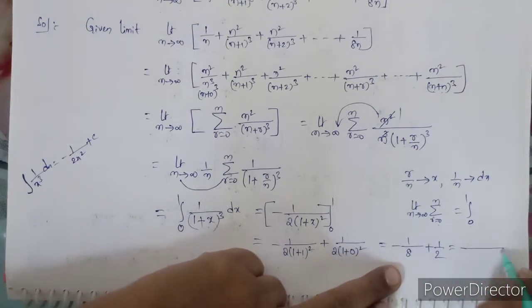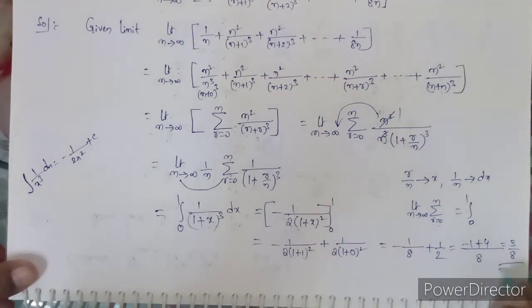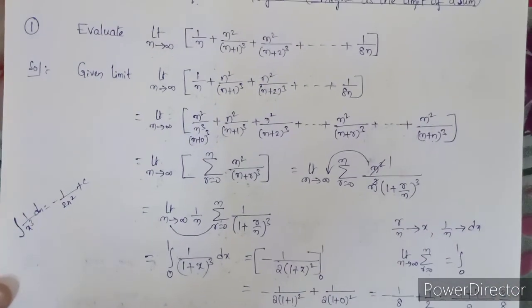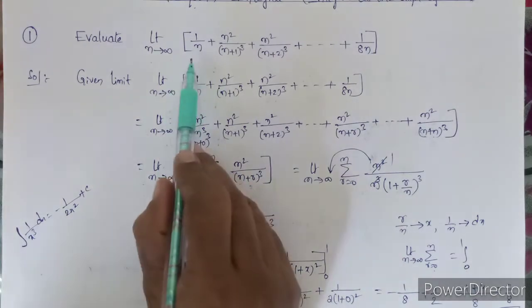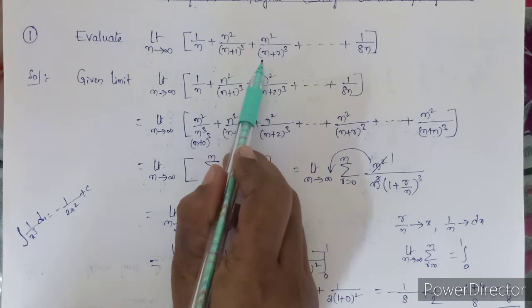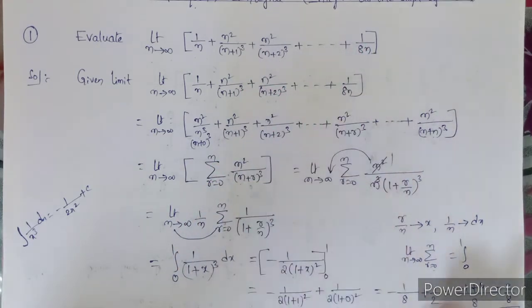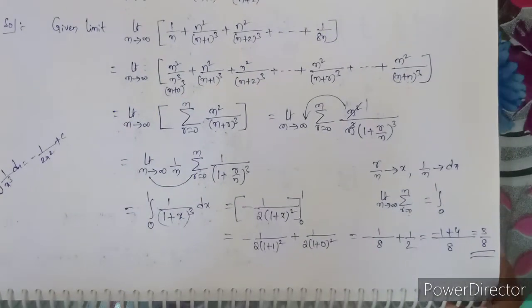Now taking LCM, minus 1 plus 4, so that is equal to 3 by 8. 3 by 8 is the answer for this question. Limit n tends to infinity 1 by n plus n square by n plus 1 whole cube plus n square by n plus 2 whole cube plus so on 1 by 8n. So the answer of this limit is 3 by 8.